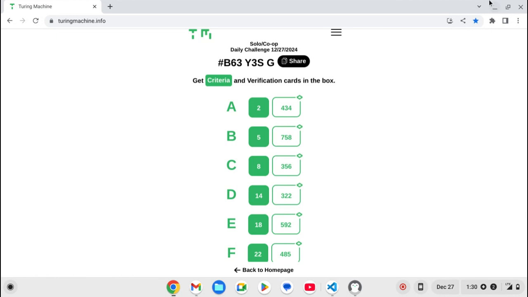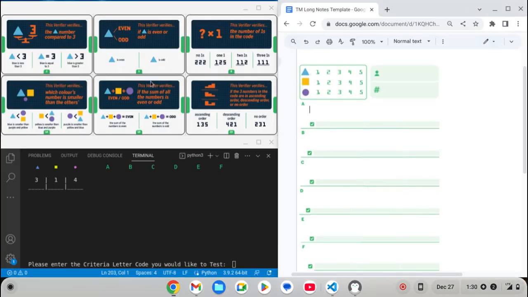Let's go solve. So in the grid above, we've got our 6 criteria cards. On the top row, we've got criteria card A, criteria card B, and criteria card C. On the bottom row, we've got criteria card D, criteria card E, and finally criteria card F. Criteria card A takes a look at our first digit, the triangle digit, and the Turing Machine compares it to the number 3. So should the value of triangle be less than 3? Should it be equal to 3?